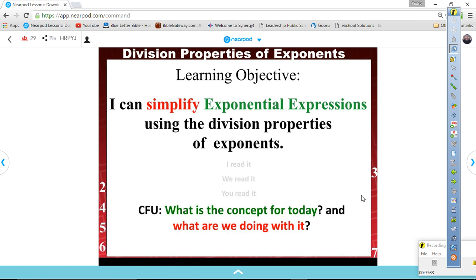Here we go. Our objective for today: I can simplify exponential expressions using division properties of exponents. Let's read together. 1, 2, 3. I can simplify exponential expressions using division properties of exponents. So today we're going to finish with division properties, but we're still on exponential expressions. That's why we don't need a Frayer model.